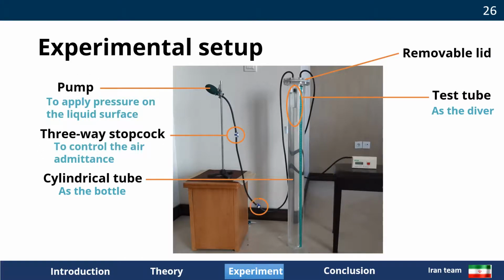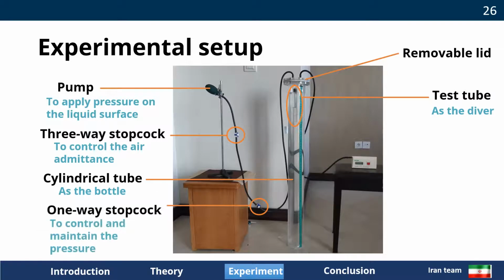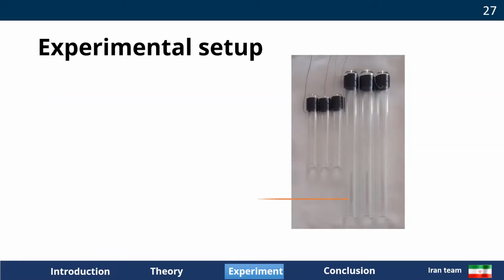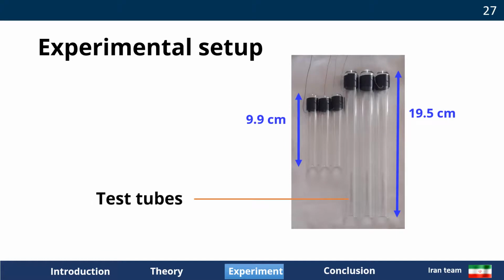to control the air admittance, a one-way stopcock to control and maintain the pressure, a medical digital manometer, and a ruler. So now with this setup, we are mechanically applying pressure on the water surface, and we are able to measure that. And also these are the test tubes that we used in our experiments.